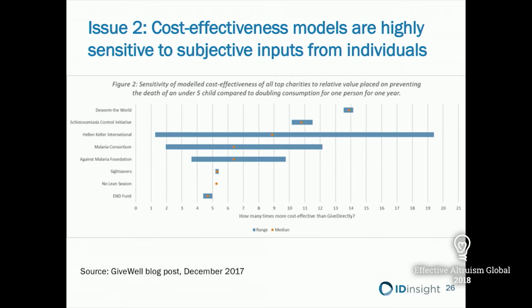And so on the y-axis are a bunch of different GiveWell top charities. The yellow dots are how much better they are than cash. So how many times more cost-effective is this than GiveDirectly? And so if you just looked at the yellow dots, you could say, okay, we have a very clear ordering of what's most cost-effective. But as soon as you incorporate the subjective values of how people trade off $1 today versus $1 tomorrow, health today versus increased consumption, you see that the picture becomes a lot messier.